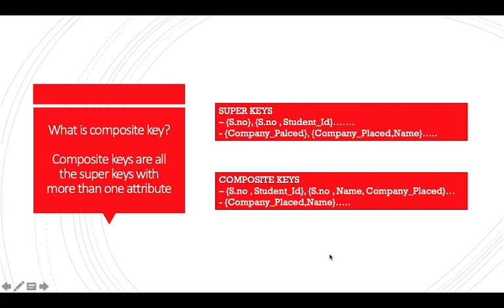Moving ahead, we have composite key. What is a composite key? Composite keys are nothing, they're just super keys with more than one attribute. So, as I told you, you can have one attribute as a super key, or you can have pairing of attributes as your super keys as well. So composite keys are super keys with more than one attribute. So sign number, student ID; sign number, name; company placed, name. All these groupings of attributes can be called a composite key.